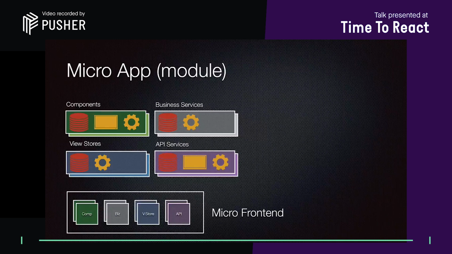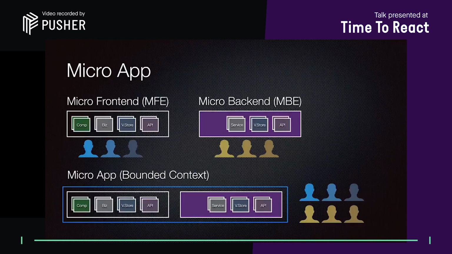The full micro app would look as follows: components, i.e. views, business services, view stores or materialized views of the application store, and API services. This pretty much mirrors the backend architecture, so we have a unified architecture from front to back. The full application would consist of the micro frontend, which is a micro app, and a micro backend, which is also a micro app in itself. The full micro app would implement the front to back functionality for a specific bounded context.